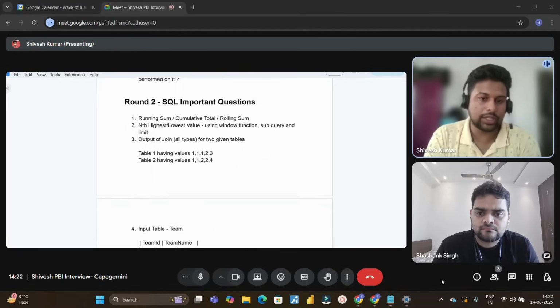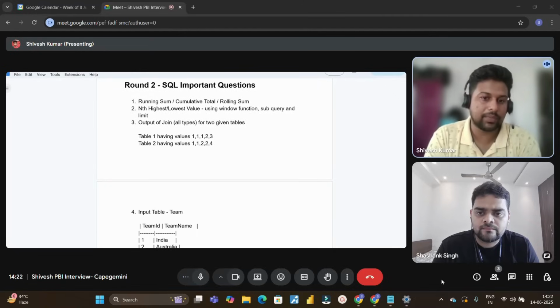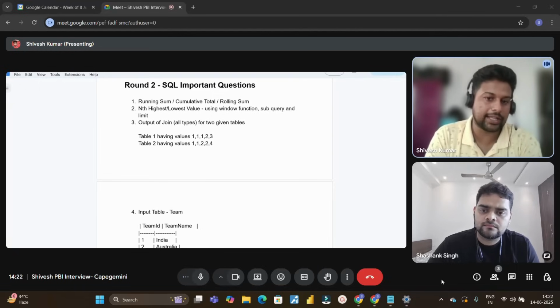Coming to the SQL important questions, here as well we have running sum and cumulative total, or it is called cumulative total or rolling sum as well. The interviewer might ask in some other way, but it would be the same logic. And then we have the nth highest or lowest value. We have different approaches we can use, like window function, subquery, and limit. We should know all that and discuss with the interviewer. The interviewer would be impressed if you share more than one way of doing the same thing.